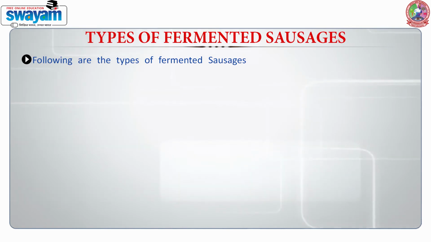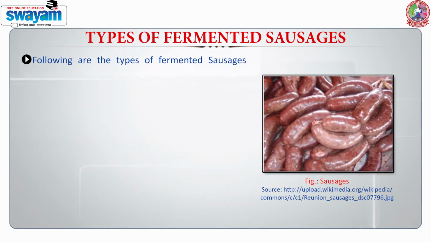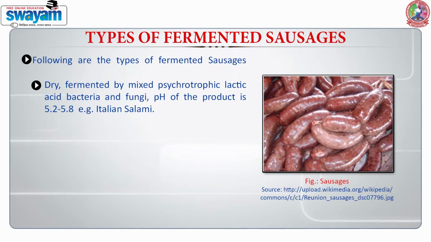There are many types of fermented meat product and sausages are one of the prominent ones. Among the sausages, there are different categories. The first one includes the dry sausages which are fermented by mixed psychrotrophic lactic acid bacteria and fungi, and the pH of these products is in the acidic range, 5.2 to 5.8. An example is Italian salami.